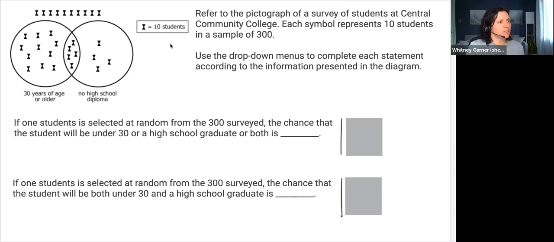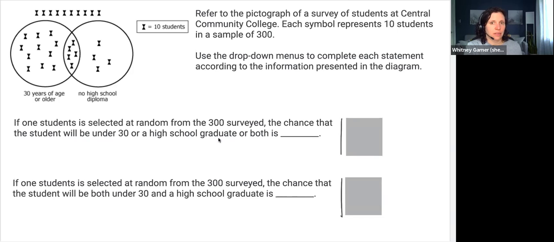So here's what they tell me. This pictograph is a survey of students at this one school. And each one of these little symbols, as the chart says, represents 10 students for a total of 300. Again, I like to just read everything, see what I've been given. I'm told in these two statements that if one student is selected at random, the chance that they'd be under 30 or a high school graduate. Notice that it says under 30, high school graduate.